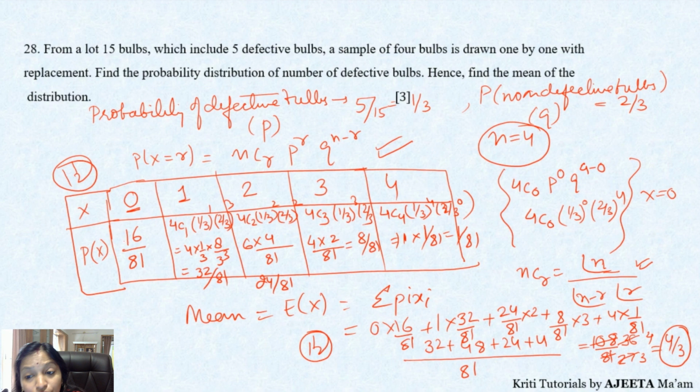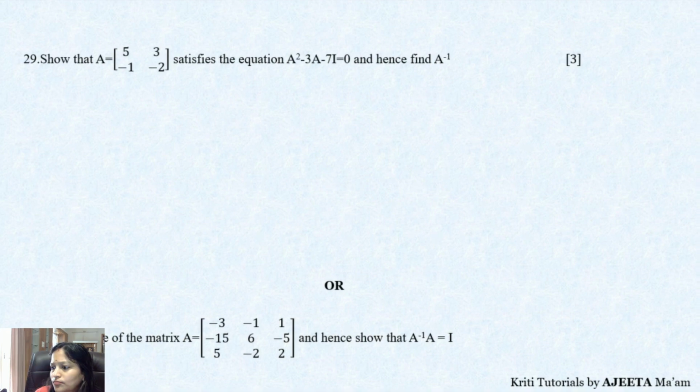Lowest term, yes, you have to reduce, no need of any decimals. That's a very common query of the students. So this is how we go with it. So the 28th question was based on probability. Now let's move on to the next.